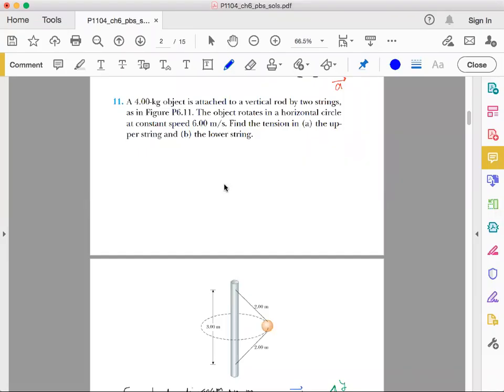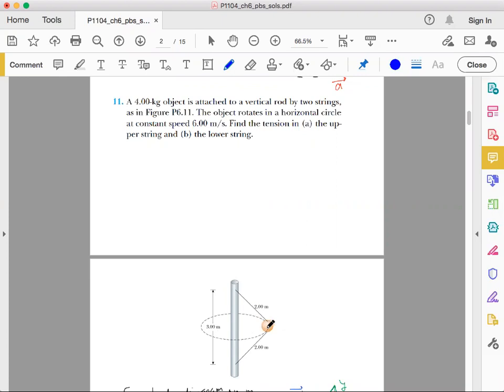In this exercise, a 4-kilogram object is attached to a vertical rod by 2 strings, as you can see in this figure here. The object rotates in a horizontal circle at a constant speed of 6 meters per second. You have to find the tension in the upper string and in the lower string. So here is your system.